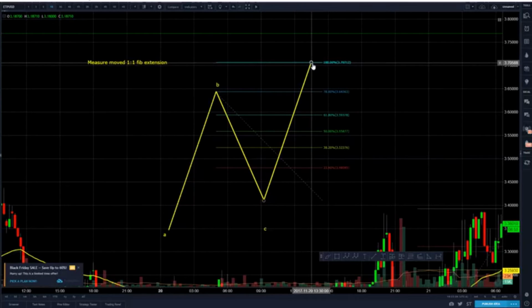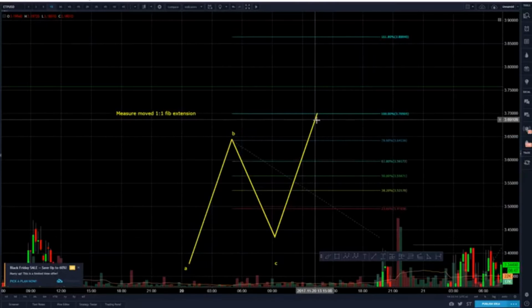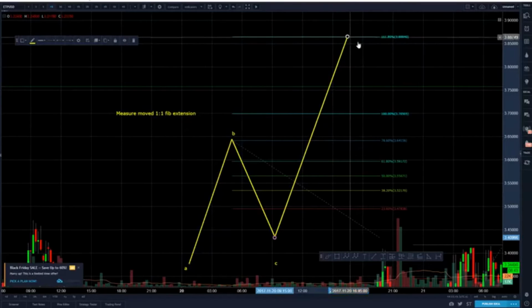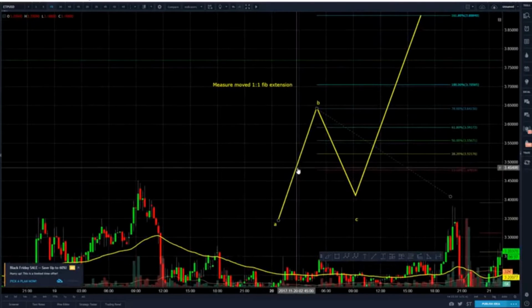There are rare times where it does fail, but there's also multiple times where it actually gets way higher than that as well. So for example, it might actually go all the way up to this one right here, which is 161.8%. And you guys have to be very, very sure that you understand what this means, okay?